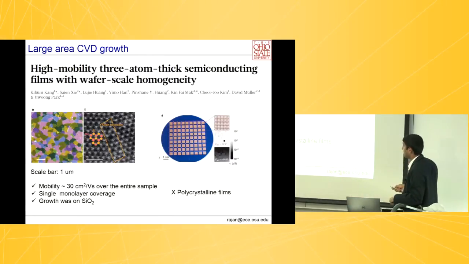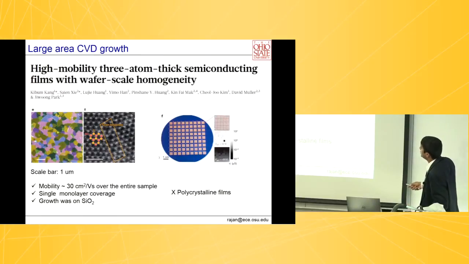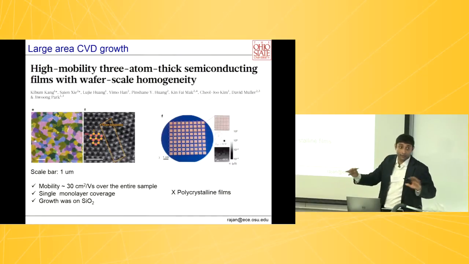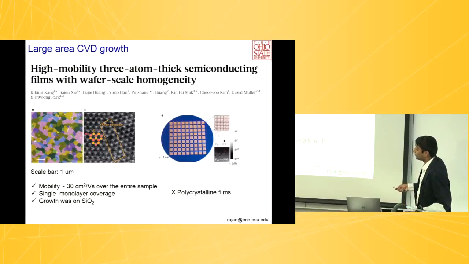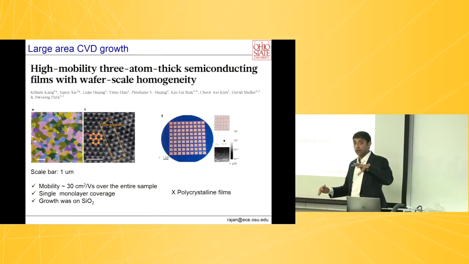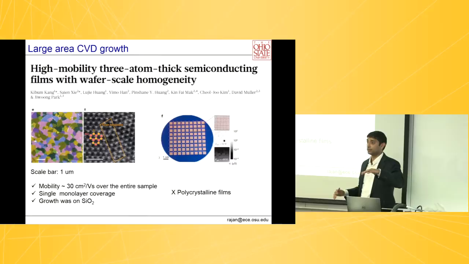They were able to get MoS2 growth with mobility of 30, which is actually really good. Single monolayer coverage, and it was on SiO2, which is not epitaxial, it's amorphous, right? But when it's amorphous, what does that mean? It means that when you look at the grain structure of the 2D material, these are all different grains. And so, if you start on an amorphous material, you're not going to get a crystalline semiconductor, right? That's pretty simple.